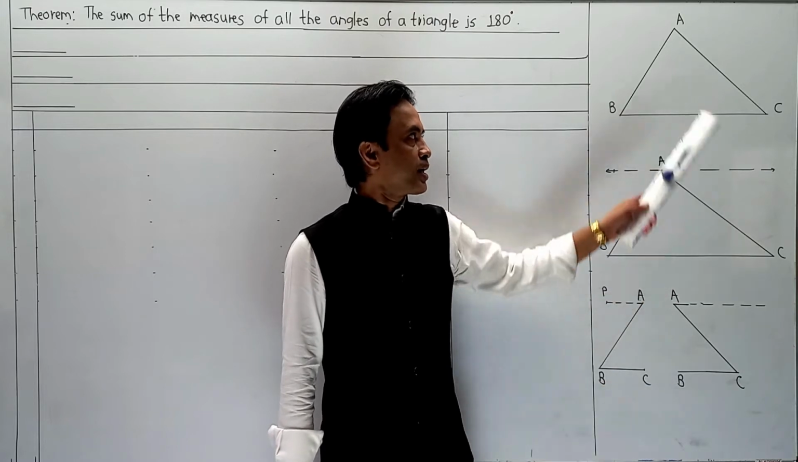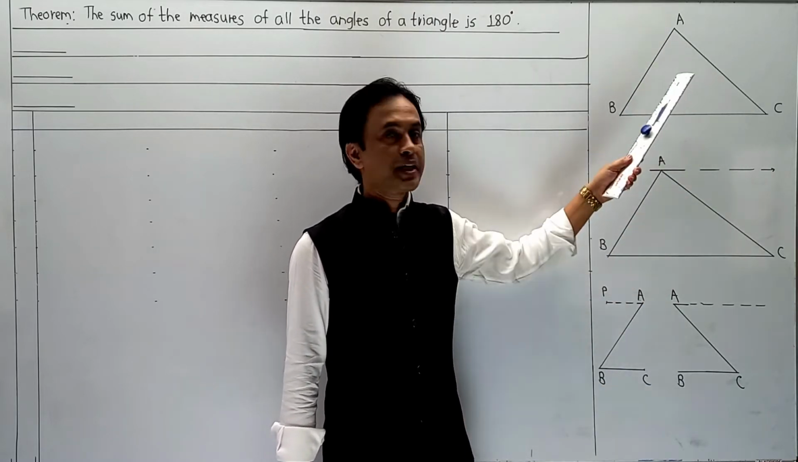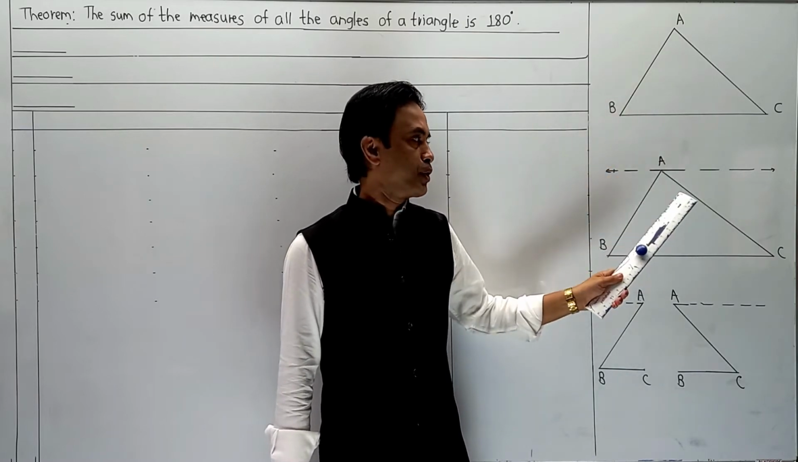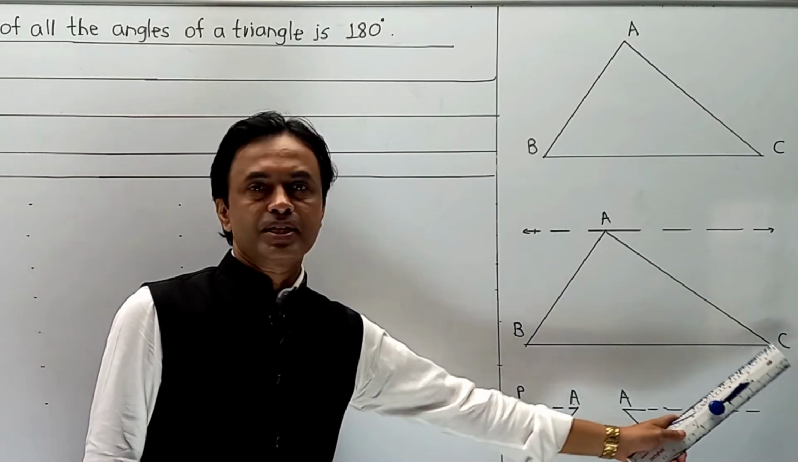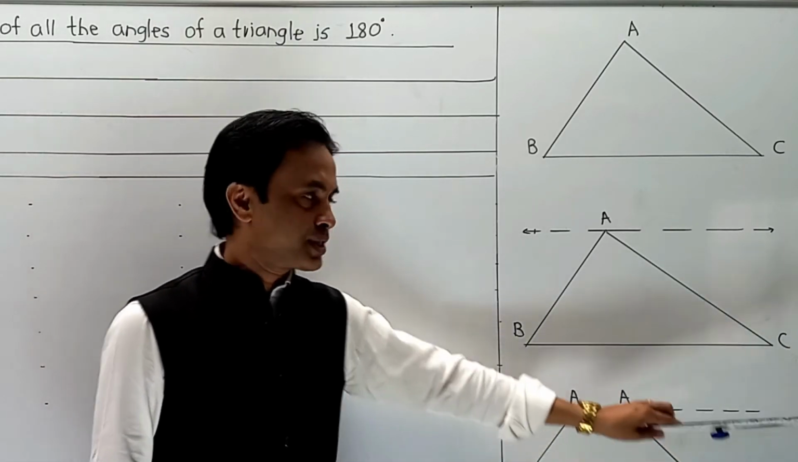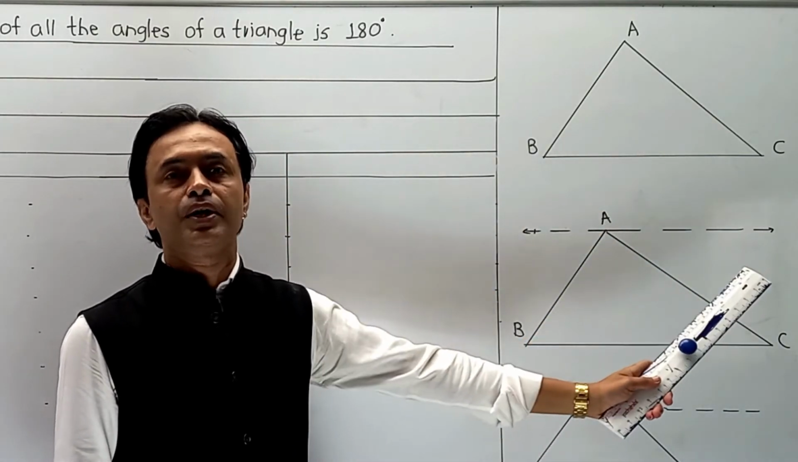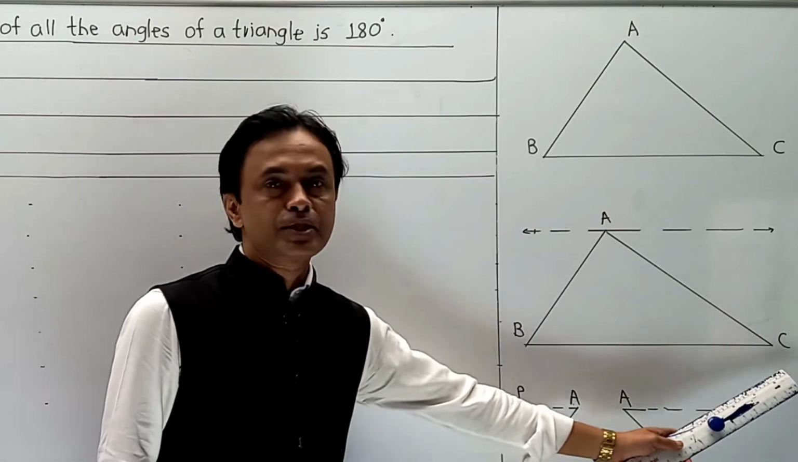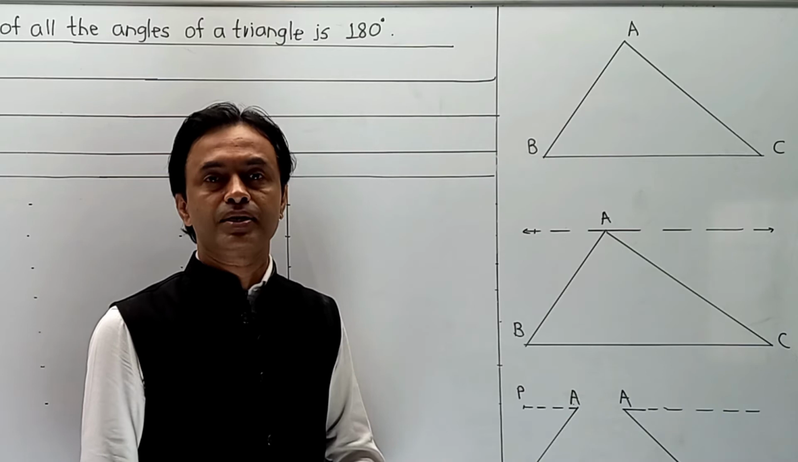Now students, the original triangle ABC is what is given to us. Now we are going to make some construction. What exactly is this construction? To base BC, we are going to draw a line parallel to base BC, passing through point A. This is the base BC, and this dotted line is parallel to base BC. This is nothing but the construction.